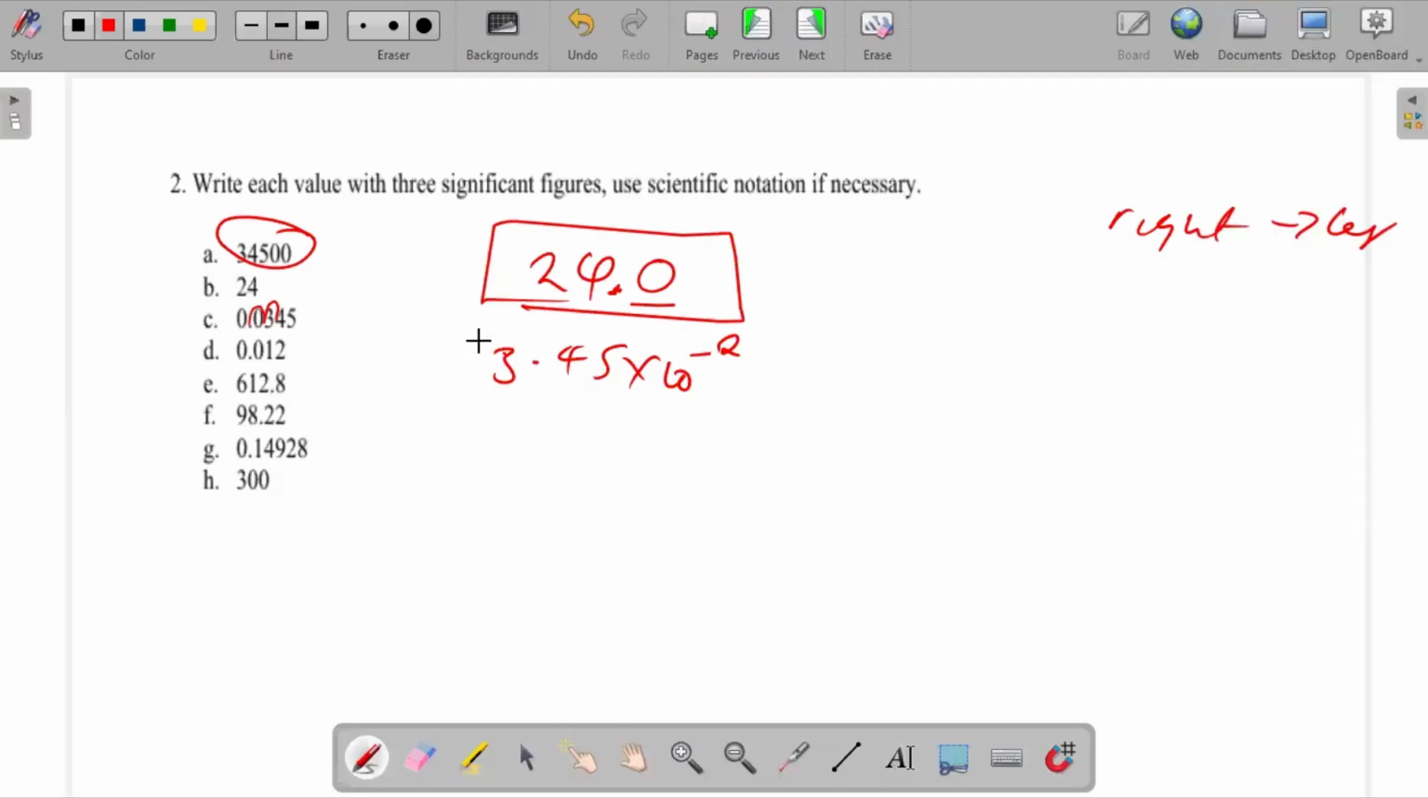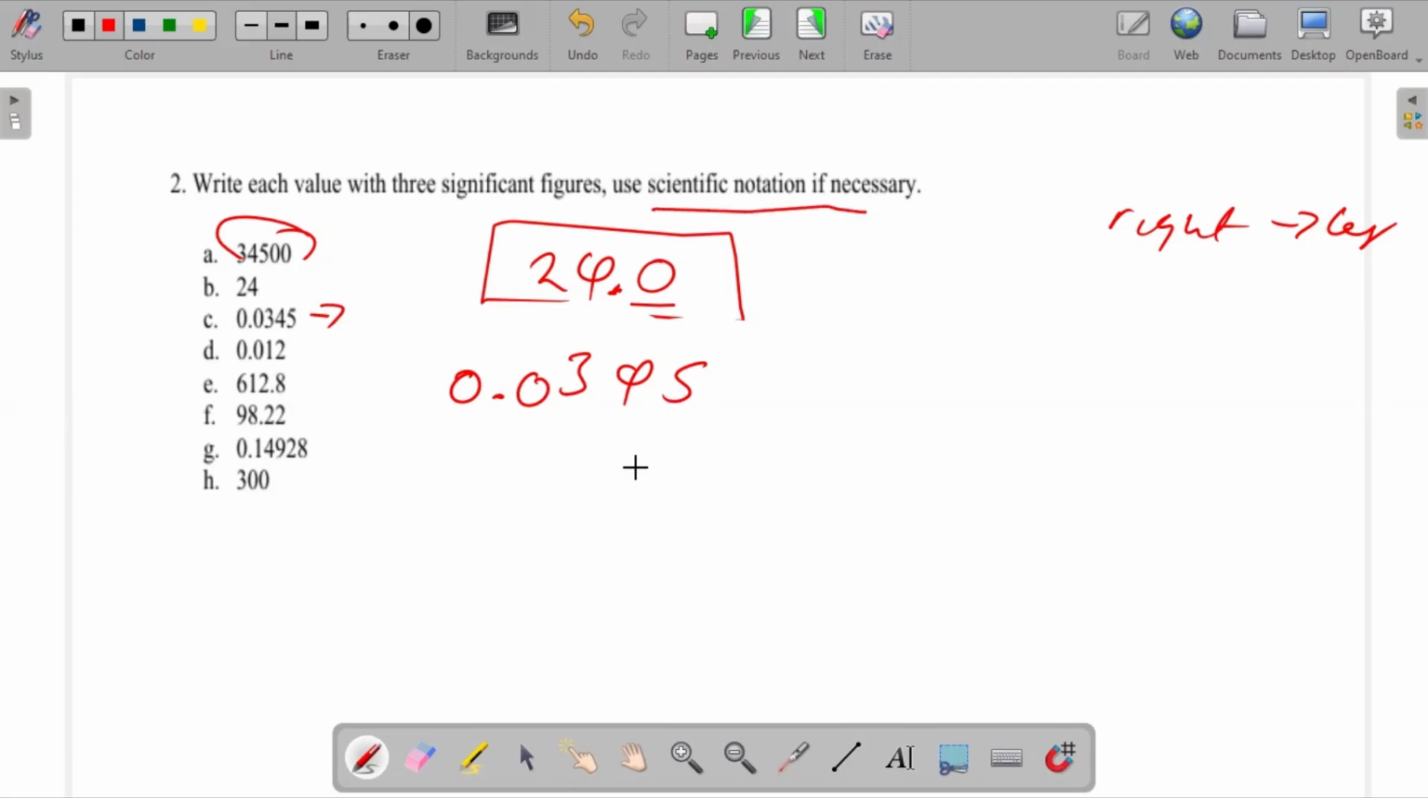So I was saying we are having this number here, 0.00345. Now we are saying already we are having three significant figures, isn't it? So we can leave it the way it is. It's okay. Still the answer, isn't it?